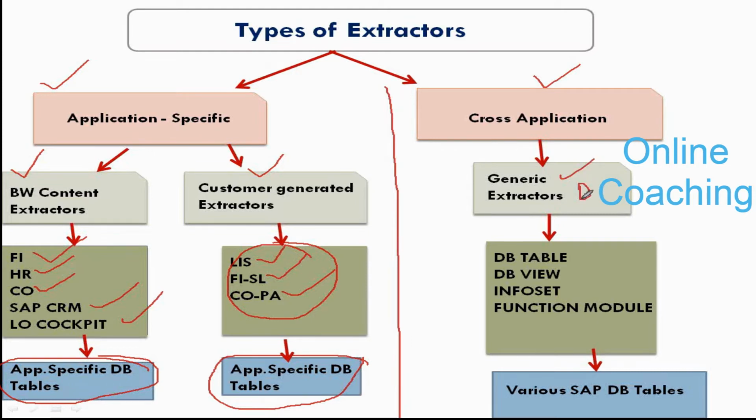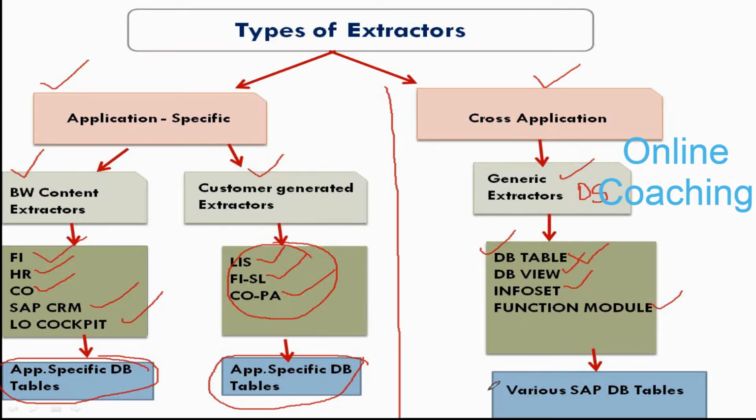Coming back to the very important one, the cross application extractors, you can call it a generic extractor or a generic data source. A generic data source is one where we have to create everything from scratch. In this, you can create a data source on top of a table, a view, an info set, or a function module. We have seen how to create a table, or you can use any existing ones. You can use predefined tables, predefined views, predefined info sets, and predefined function modules to create this data source.